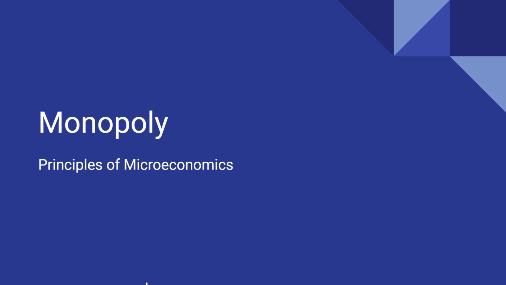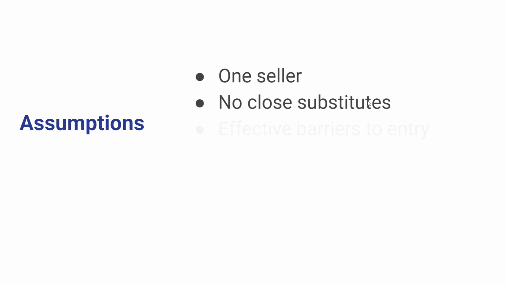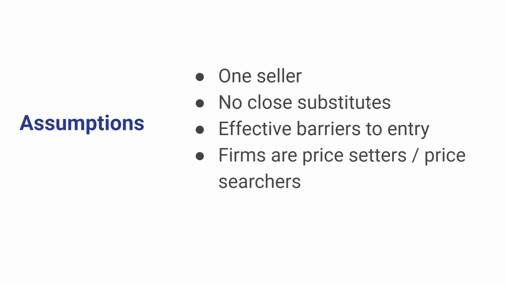In this video, we're going to discuss the characteristics of a monopoly market. The basic assumptions of the monopoly market are that there's a single seller of a product for which there's no close substitutes, there are effective barriers to entry that restrict other firms from entering the market, and because the firm is essentially the only firm in the market, it has some control over its price.